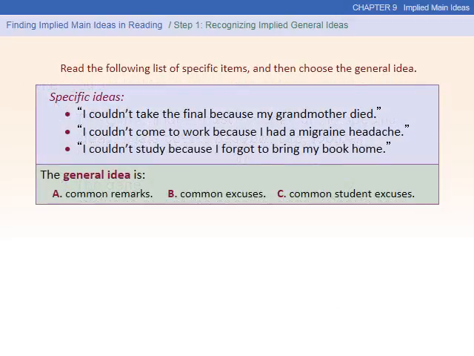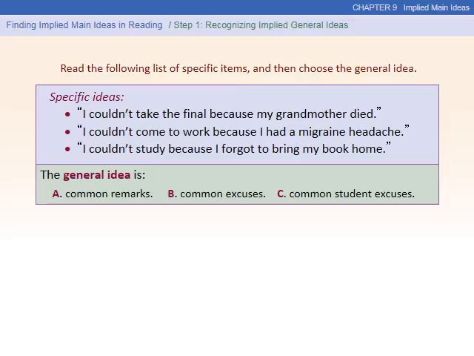Okay, so let's take a look at this. Let's look at these sentences, and we're going to do the same thing. So here, these are quotations, so these are things that people said. I couldn't take the final because my grandmother died. I couldn't come to work because I had a migraine headache. I couldn't study because I forgot to bring my book home.